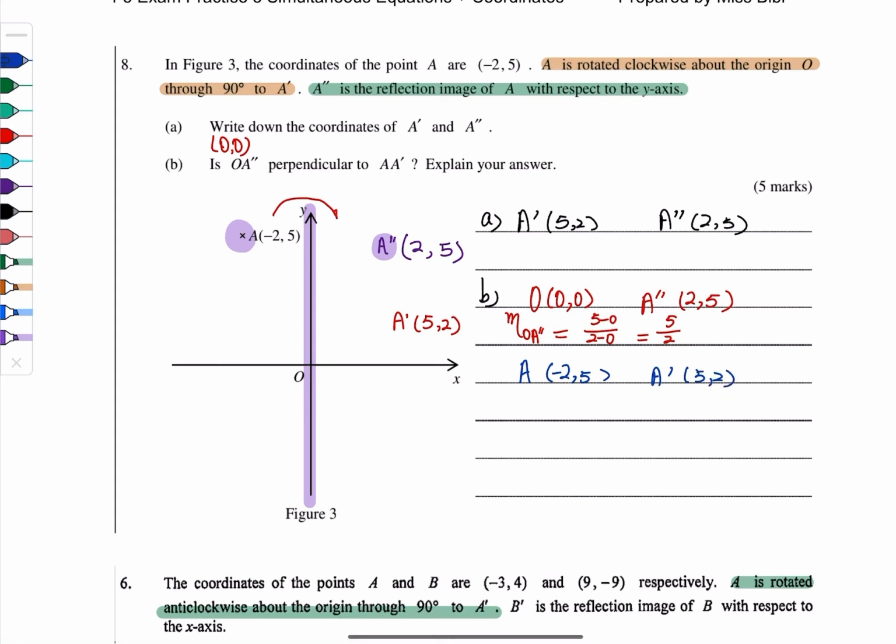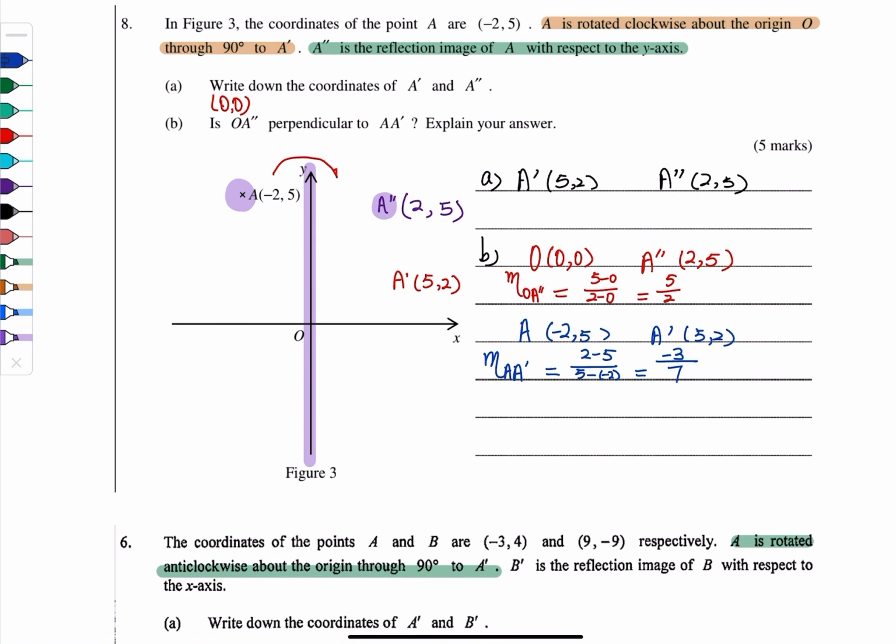So the slope of these two will be y2 minus y1 over x2 minus x1. 2 minus 5, negative 3. 5 plus 2, 7. So you found their slopes. And then I have to check whether they are perpendicular or not. So for that, I have to multiply their slopes.